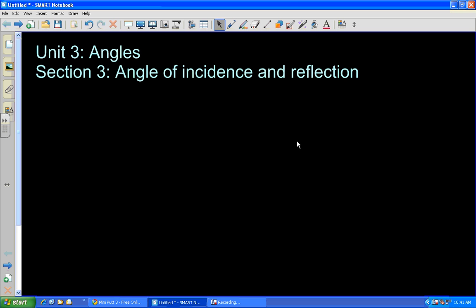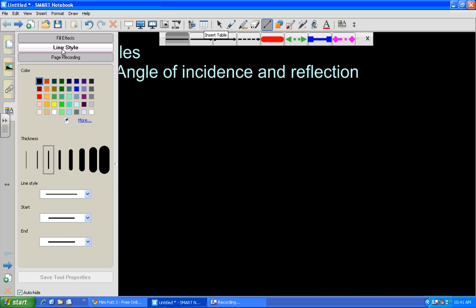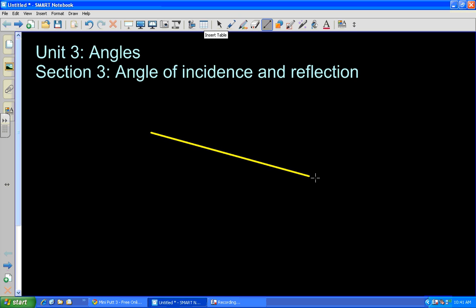All right. So for those of you who like your titles, this is Unit 3 still. This is our last section in Unit 3. It is Section 3 on angle of incidence and reflection. Okay. The idea is this. Let's say I have a reflective surface. Let's say that's a mirror of some kind.